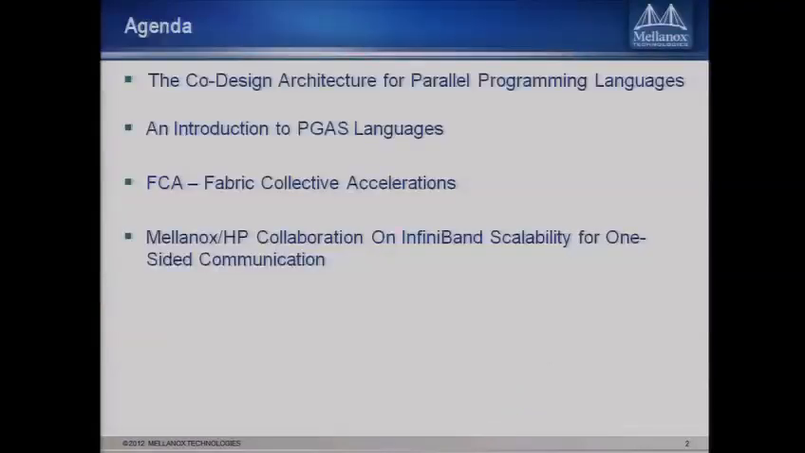So I'm going to talk about a few different topics. First, the co-design architecture for parallel programming. Then I'm going to give an introduction to PGAS languages. Then talk a little bit about some of the accelerators that we apply to these PGAS languages, such as FCA, which is our Fabric Collective Accelerations. And then I'm going to talk about a joint collaboration that we've done between Mellanox and HP that explores InfiniBand scalability for one-sided communications.